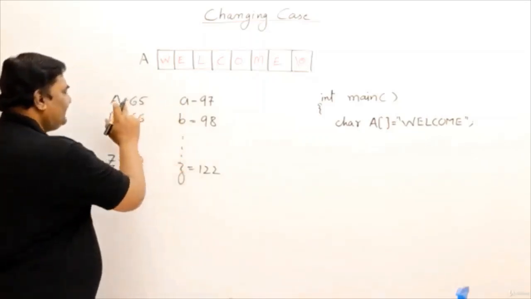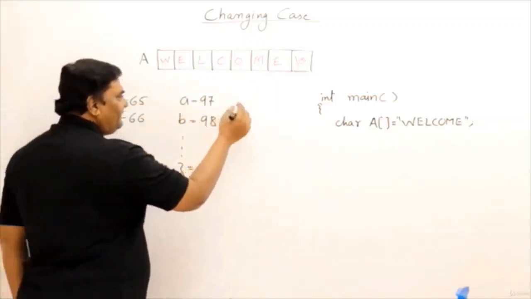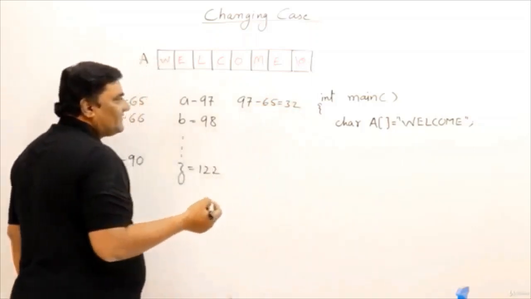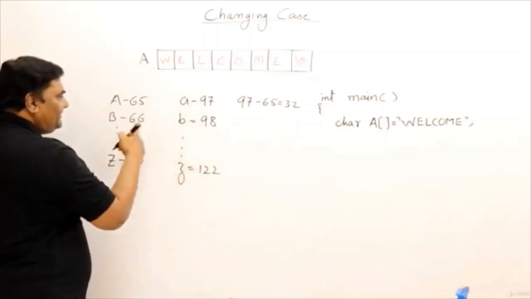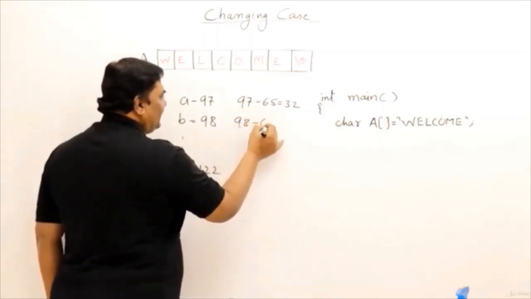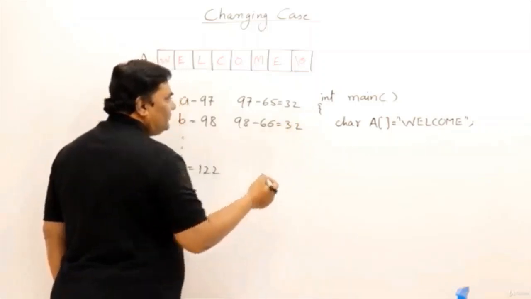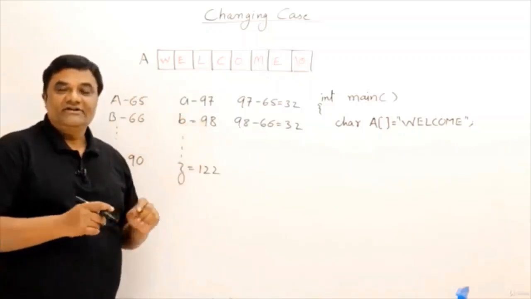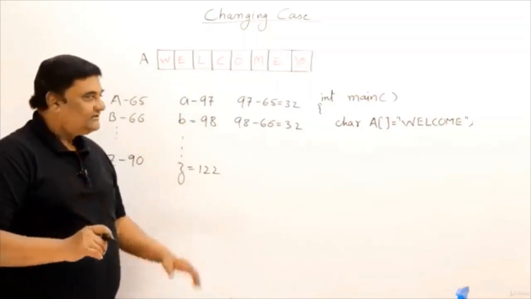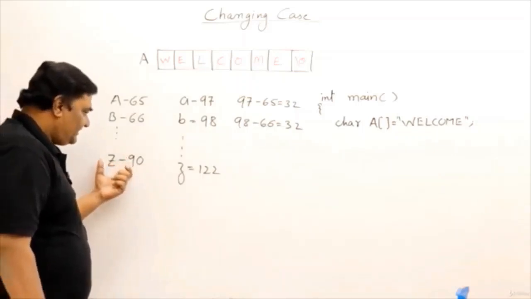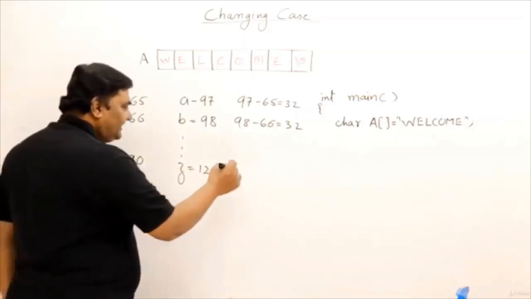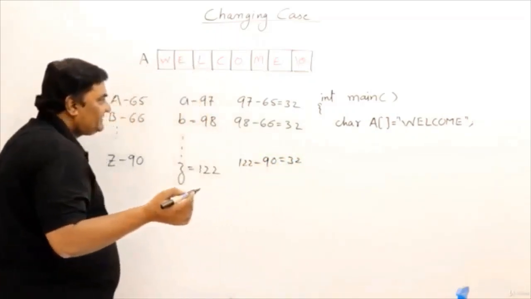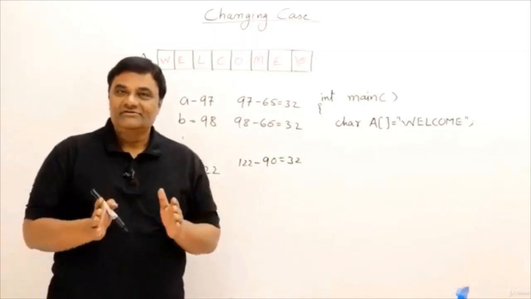Actually the codes are there: this is 65, this is 97. What is the difference? 97 minus 65 is 32. What about the difference between these two alphabets? 98 minus 66 is again 32. So the difference between uppercase and lowercase letters is 32. Similarly, for capital Z and small z, 122 minus 90 is 32.